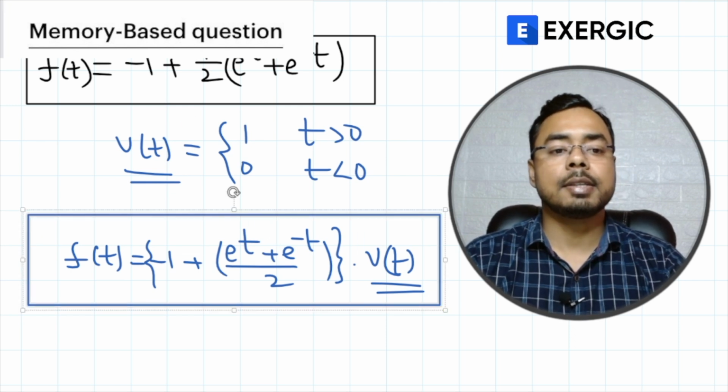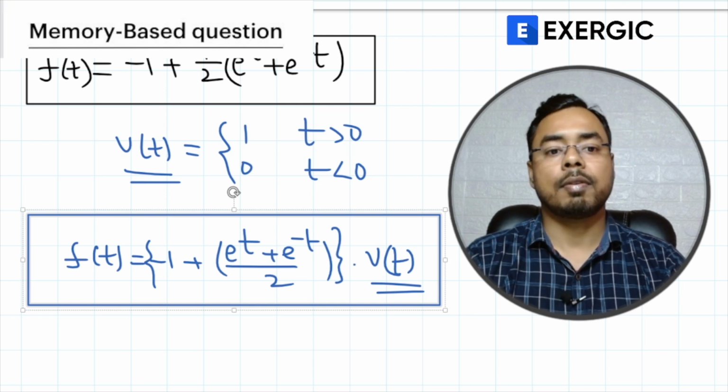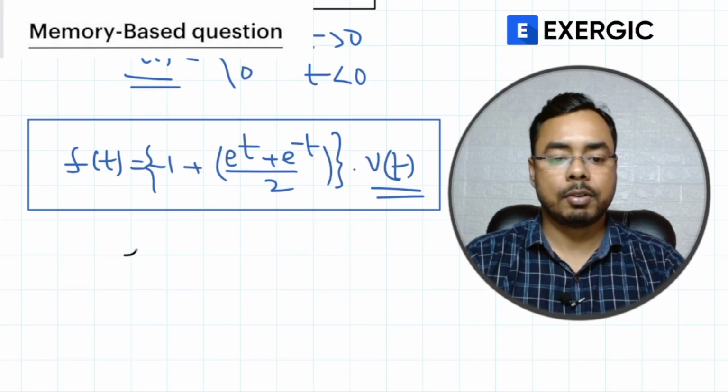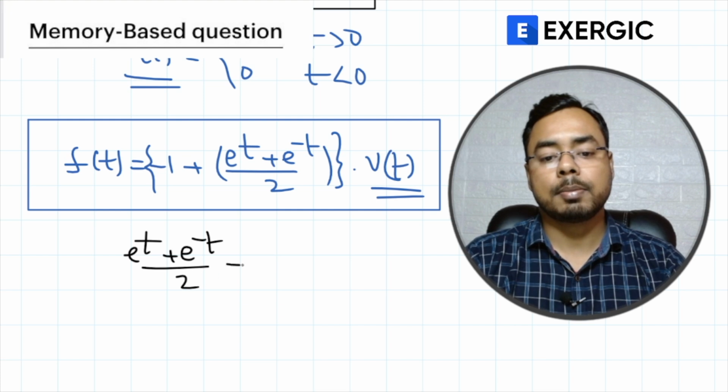The third possibility is that you can use the definition of hyperbolic cosine. We all know that e to the power t plus e to the power minus t, divided by 2, will be nothing but hyperbolic cosine t.